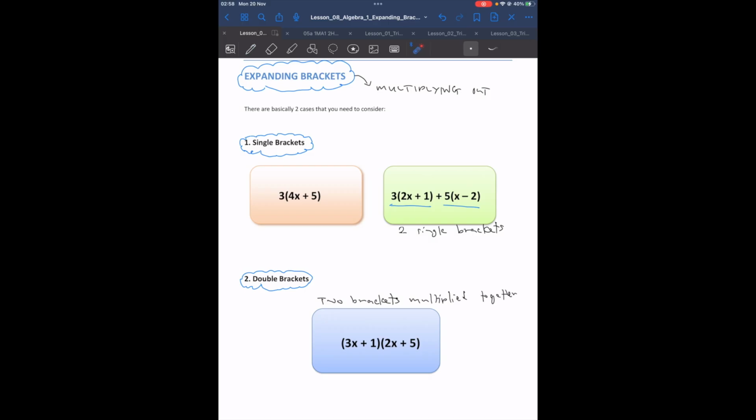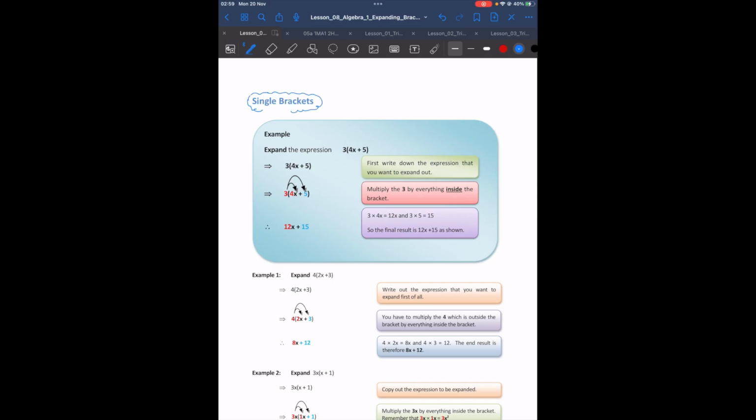We're going to look at expanding both the single bracket expressions and the double bracket expressions, and the process is fairly straightforward. We're first going to look at single bracket expressions, i.e. an expression which has got one bracket. Now, the wording that you're going to see on your exam paper is this. They're going to ask you to expand the expression 3 bracket 4x plus 5.